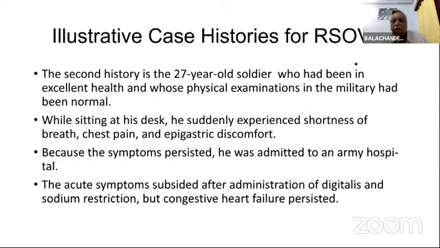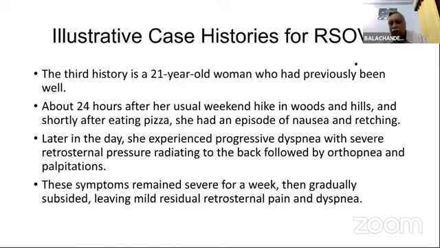Next slide. This is the first type. The second type is the person who just sits at the desk and suddenly he experiences shortness of breath, chest pain, and epigastric discomfort. This also can occur in RSOV. And the third one is after taking some food and then you have vomiting. So all the three scenarios are well illustrated in Perloff. I have not made it up, I've just copied what is there in Perloff. But your own centers will have different types of patients with different types of scenarios. But what is important is a short history, a short history of onset of chest pain followed by dyspnea or congestive heart failure.